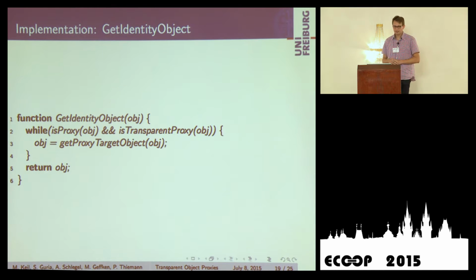So GetIdentityObject, I'm using pseudocode or JavaScript syntax, but in fact, of course, the implementation is in C++. But you can't read it. So essentially what it boils down to is a while loop. You check whether it's a proxy. If that's the case, then you check whether it's transparent. And if that's also the case, then you replace it by its target. And getProxyTargetObject is a method that's already present, as far as I remember, in the implemented proxies. So this little loop is all that has to be added at the right places.